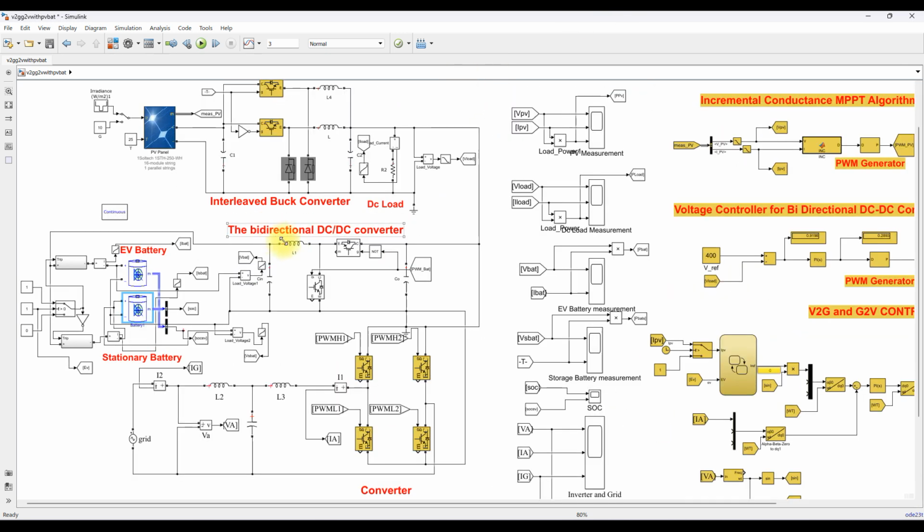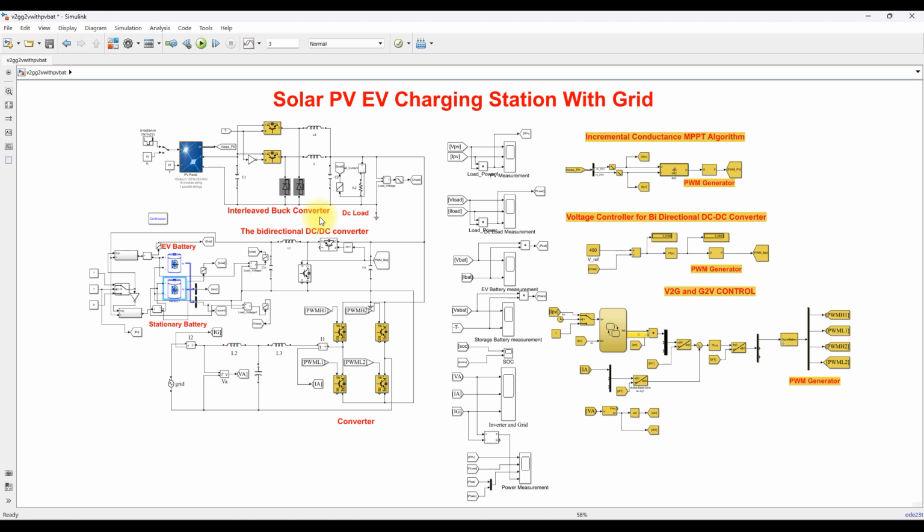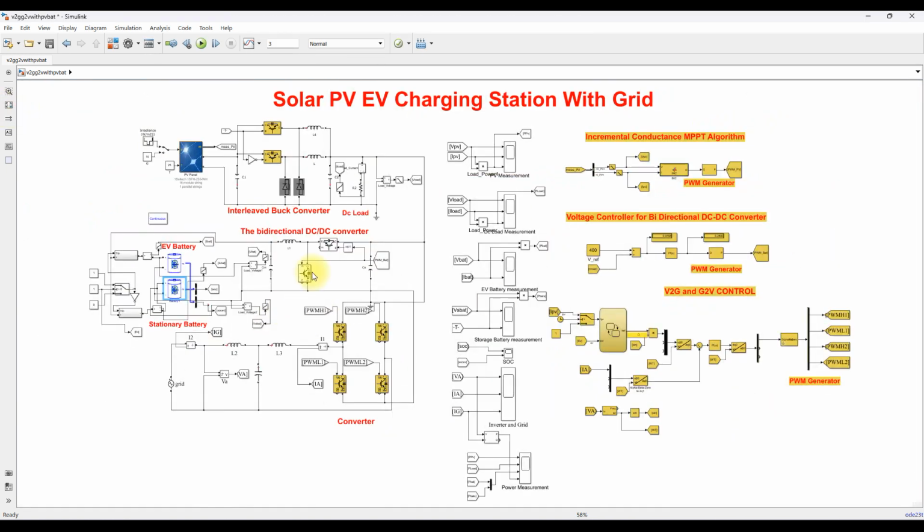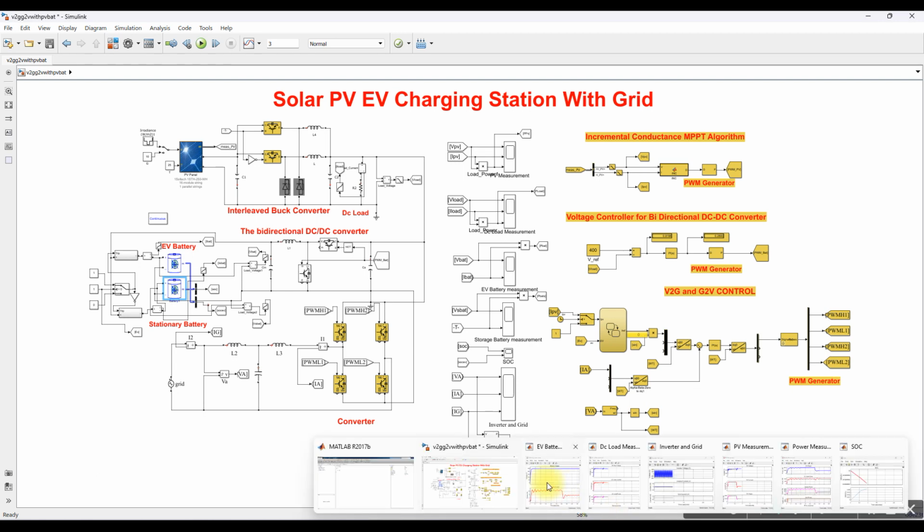Here you can see that this bidirectional converter is controlled by a voltage control method. We measure the DC bus voltage and compare it with 400 volts, and it is processed via a PI controller. Then it is processed via a PWM generator, which generates the PWM pulses used to control this bidirectional converter. So this maintains the DC bus voltage at 400 volts. Next, you have to test the system.